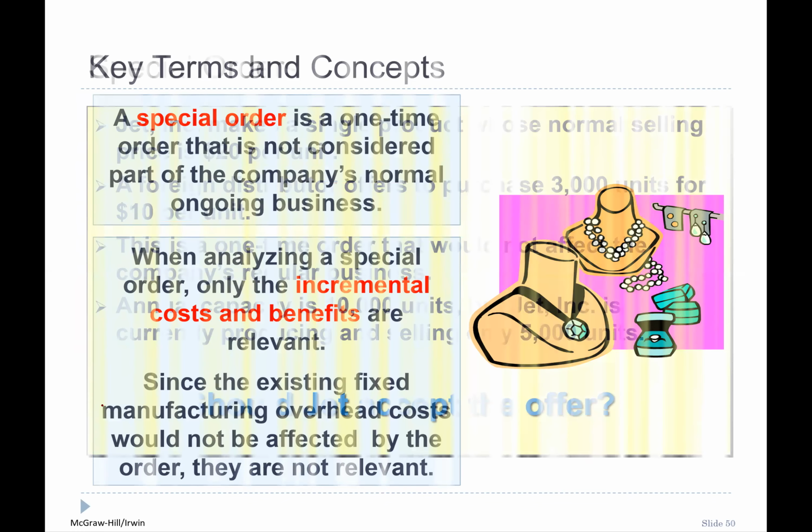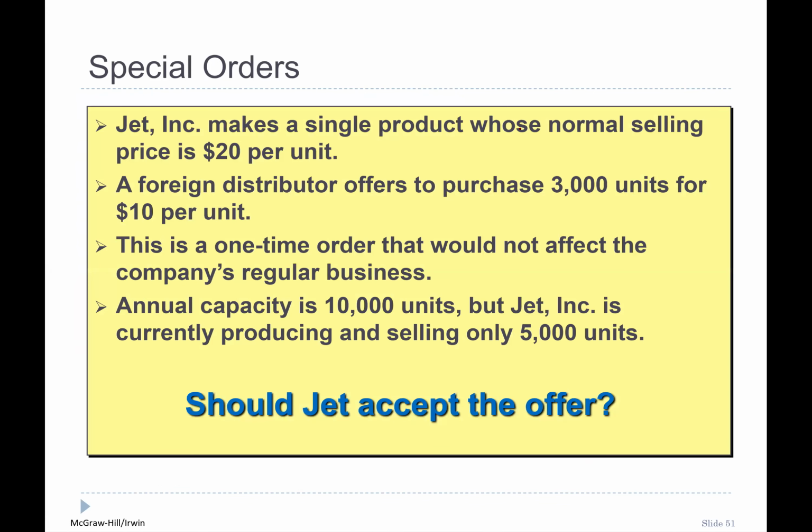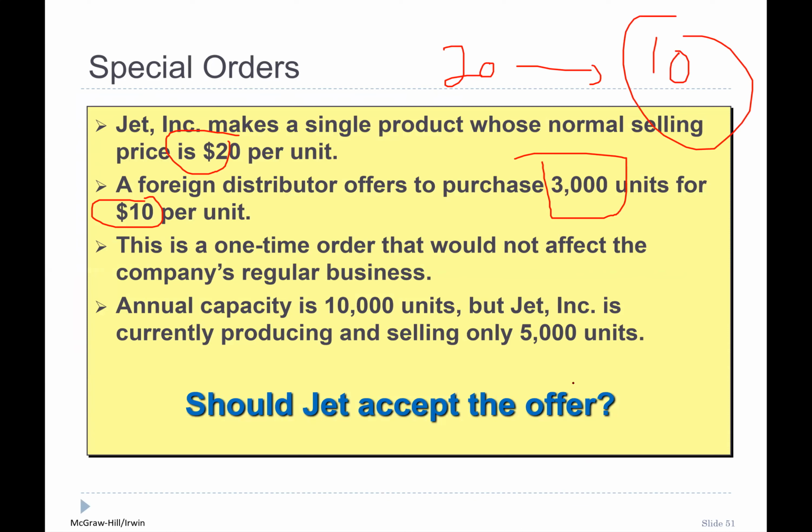Let's see the example here. So we have Jet Incorporation, which makes a single product whose normal selling price is 20 per unit. A foreign distributor wants to purchase 3,000 units and he offers you $10. And you will say, look, it's crazy. Our price is 20 and you are asking us to sell you at $10? No way. But if you understand managerial accounting, if you think at margin, rational people think at margin, right? Remember our economics rule.